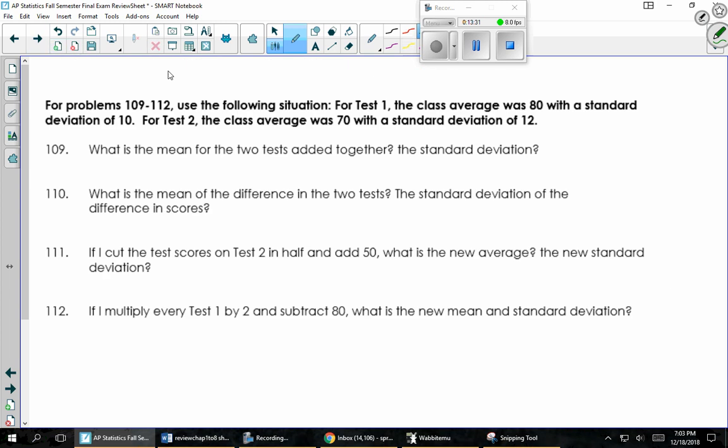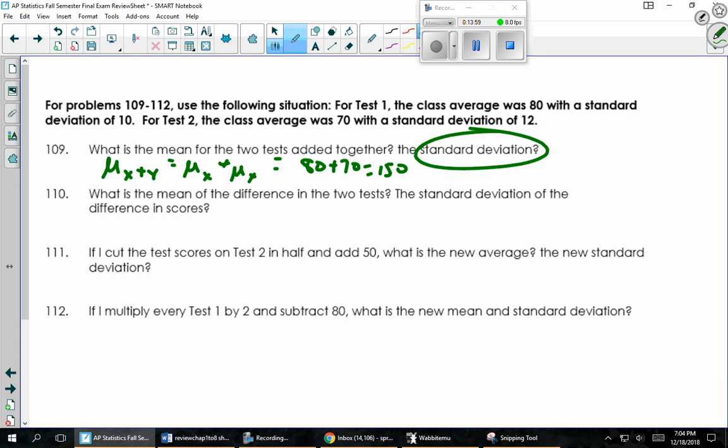Number 109 says, for test 1, we had a class average of 80, standard deviation 10. For test 2, class average 70, standard deviation of 12. What's the mean of the two tests added together, and what is the standard deviation? So first of all, the mean is going to be adding them together. Mean of x plus mean of y, which is 80 plus 70, which is 150.